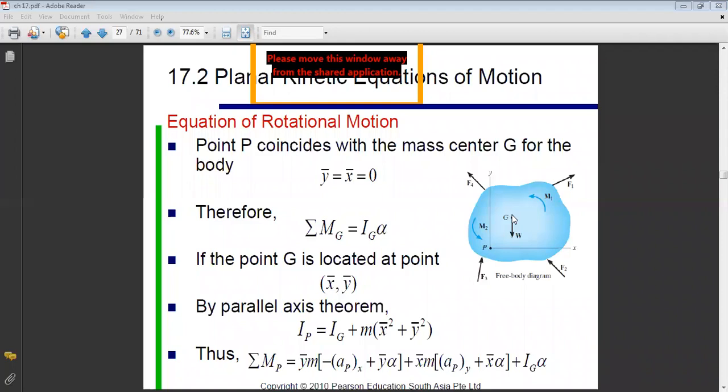So AG is AP plus alpha vectorial R, which is PG, minus omega square PG. Now I will replace each term by its component. So AG is AGX i plus AGY j. AP is APX i plus APY j. Alpha is in the counterclockwise direction, so it's plus alpha k. Vectorial R. Vector R is vector PG, and vector PG can be decomposed into X bar i plus Y bar j, minus omega square PG, so minus omega square X bar i plus Y bar j.